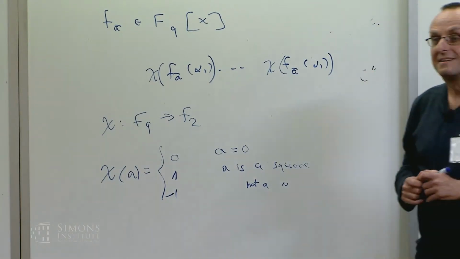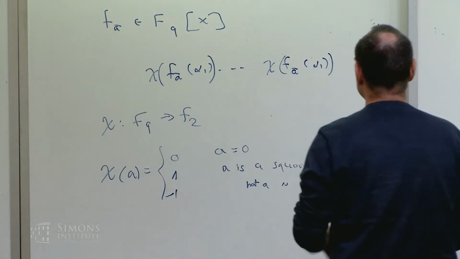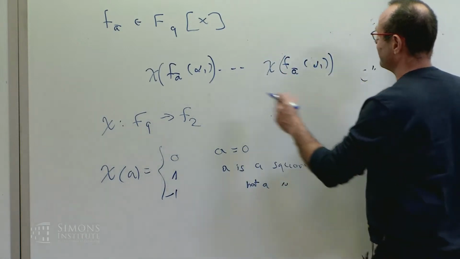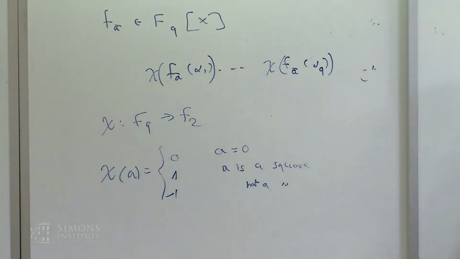The evaluation points are just all the elements in the field. I see. Okay, is it clear what's the code?